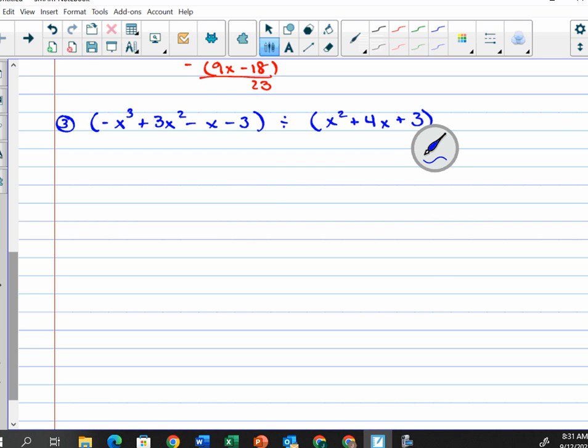Guys, these look scarier, but they actually go quicker when you're dividing by a trinomial instead of a binomial. Well, you just have 3 numbers.